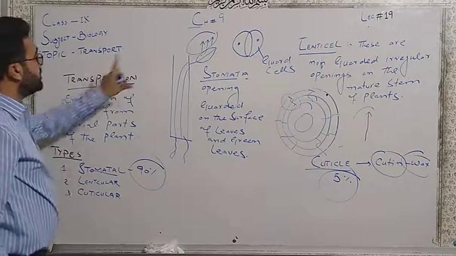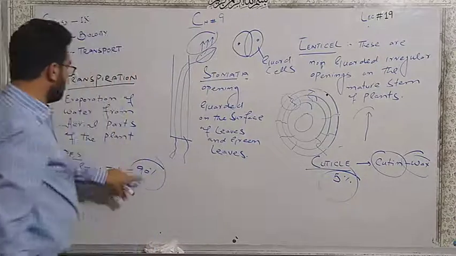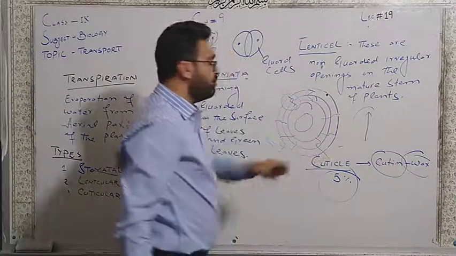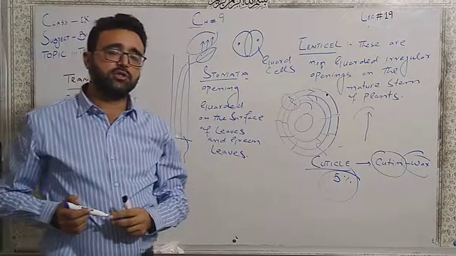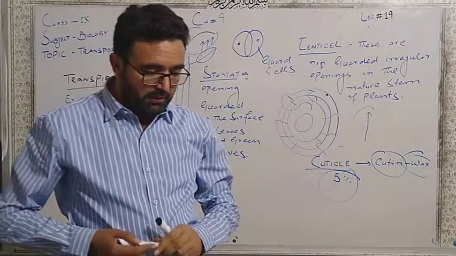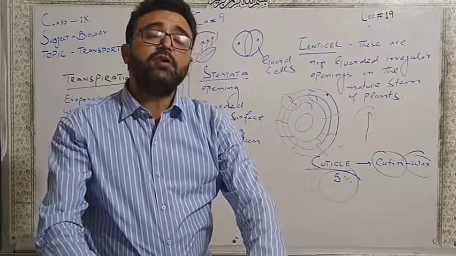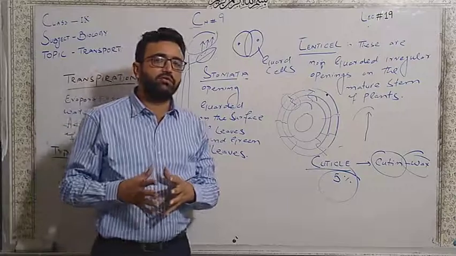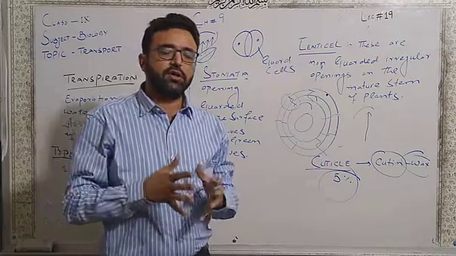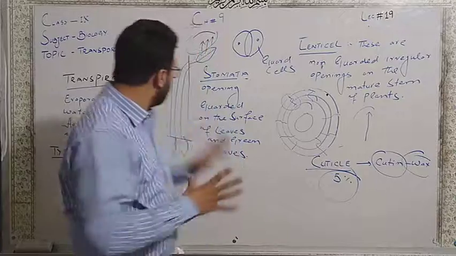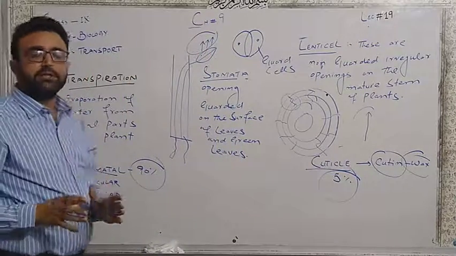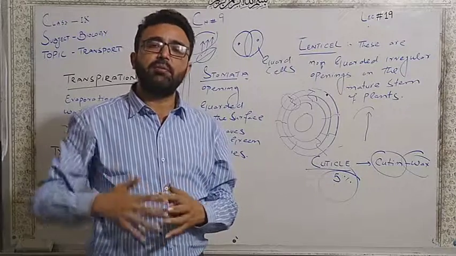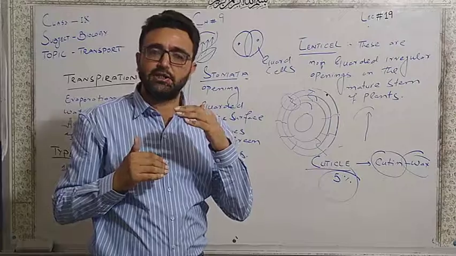Definition. It has three types: stomatal, through which 90% of the water usually evaporates, then lenticular through lenticels, and cuticular. These are the three types of transpiration which usually take place. Now, the different factors. Let me give you a short intro of the different factors that affect this process. This process is not independent, but it is affected by many factors like temperature. If temperature increases, the rate of transpiration will increase.